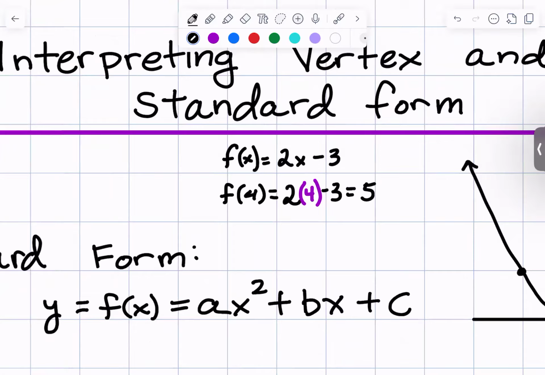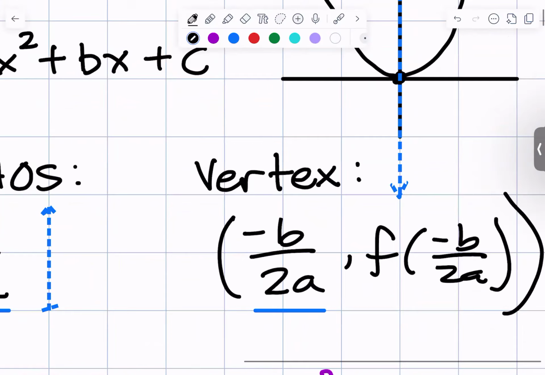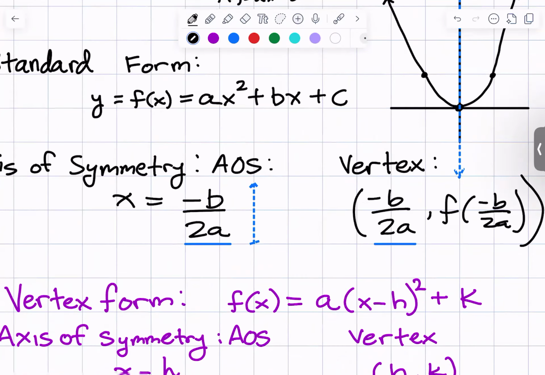Same thing goes when I figure out what negative b over 2a is. Negative b over 2a is an actual number, right? And once I find out that number, I'm just going to plug in that number into my equation to figure out my y value. Does that make sense? Okay, so that's what we're going to do today in standard form.